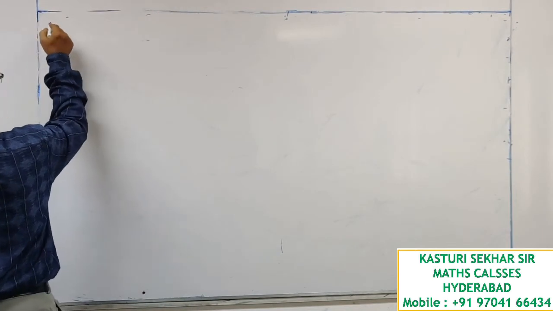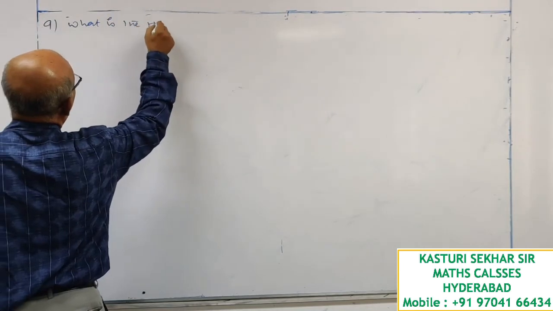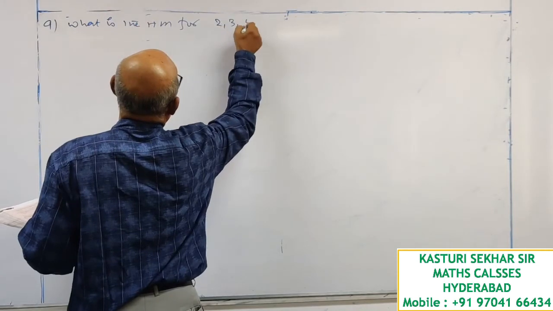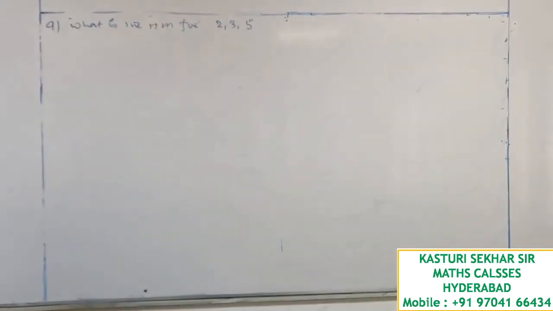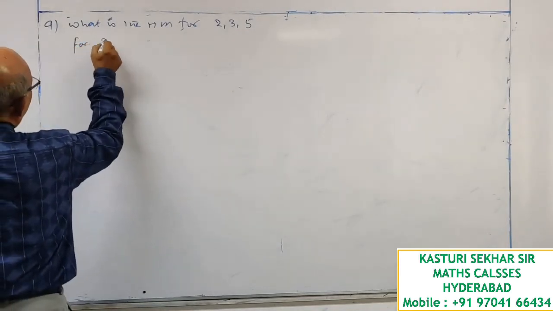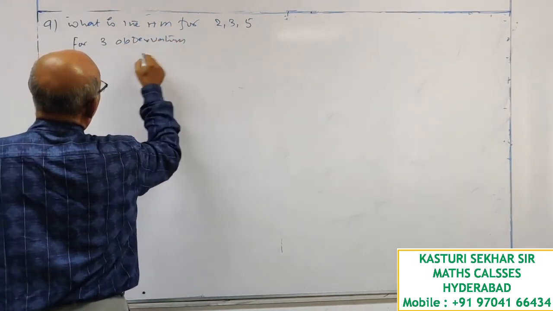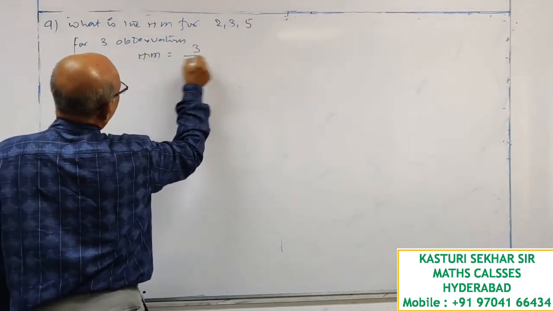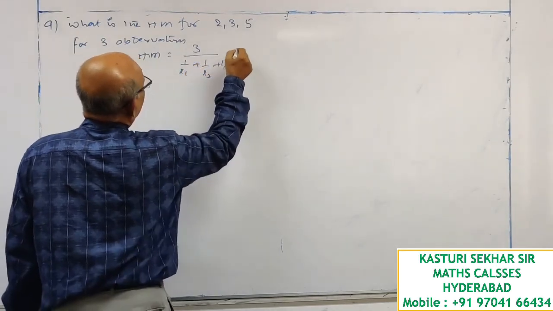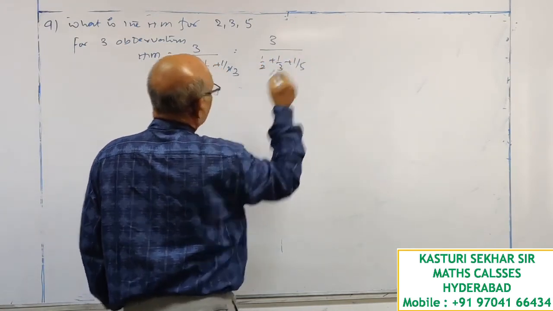Next question. What is the harmonic mean for 2, 3, 5? For 3 observations, harmonic mean is equal to 3 divided by (1 by 2 plus 1 by 3 plus 1 by 5).